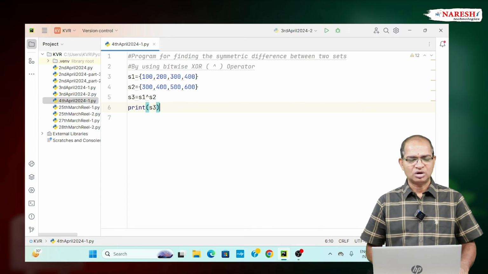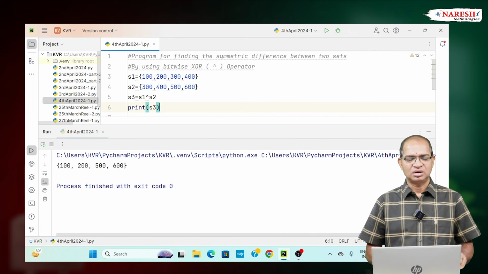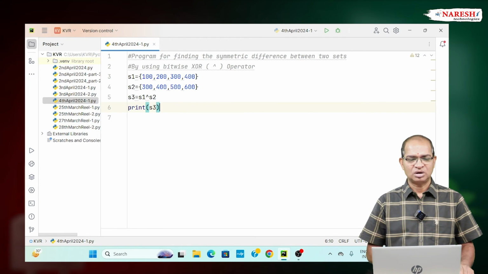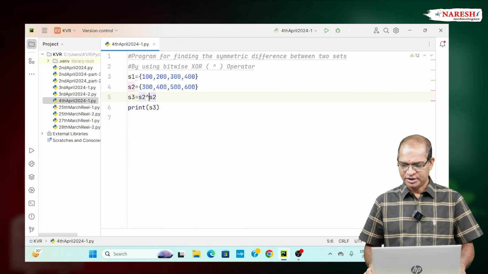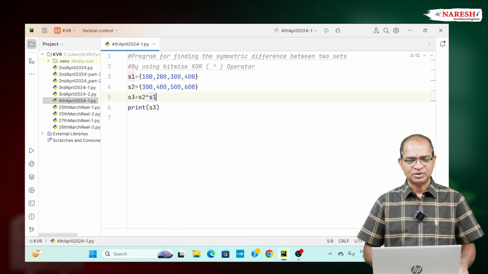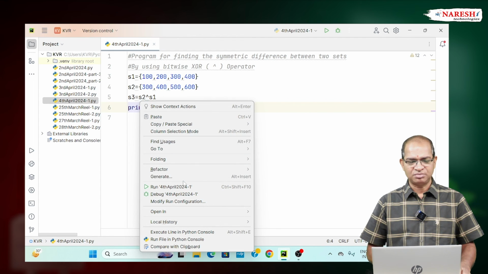The output is going to come. The values 100, 200, 500 and 600 are the values which are coming. You can also apply S2 and S1, we can apply that also. It is also going to give you a similar type of answer.